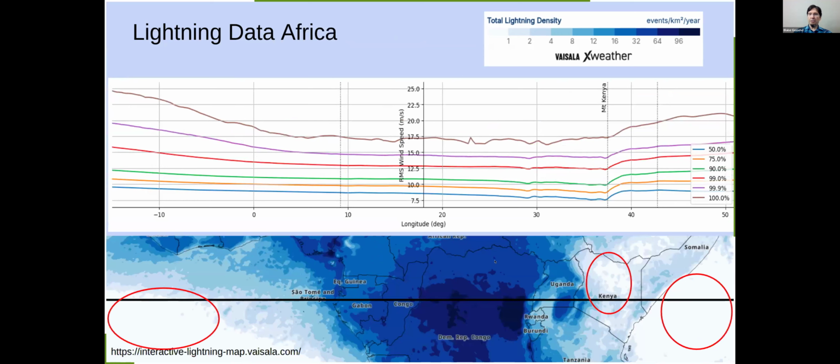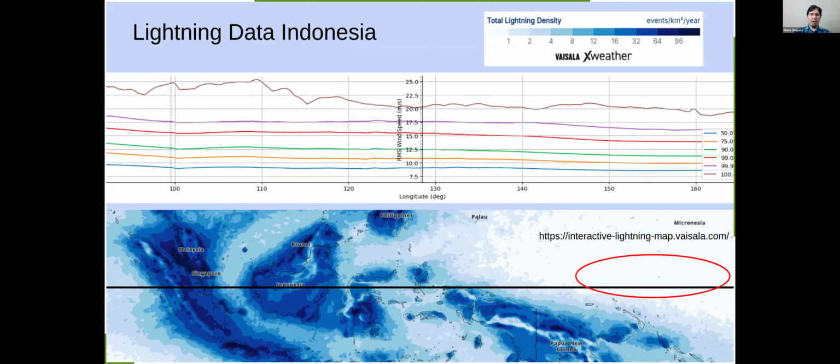Similar deal in Africa. Kenya has relatively low lightning distribution. But other than that, you're probably best off going in the ocean on either side, where the wind speeds haven't picked up too much yet. If you look at Indonesia and surrounding islands, there's lightning all over the place. So here you're probably going to want to be in the ocean on the eastern side. And so if I was China, this is probably the area I'd be looking for to build my space elevator.